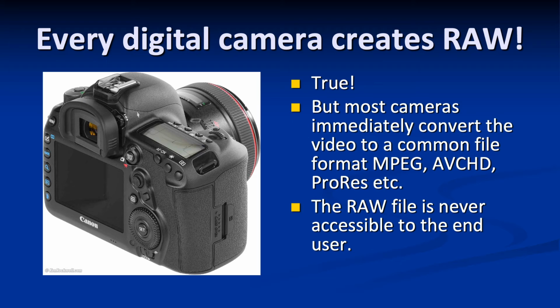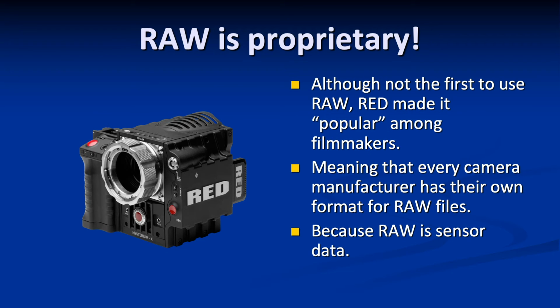Digital cameras create RAW. Is it true that every digital camera creates RAW? Yes, but many of them you can't get at because they are converted immediately before even being written to disk or SD card. So even though the sensor produces RAW, you can't get at it.